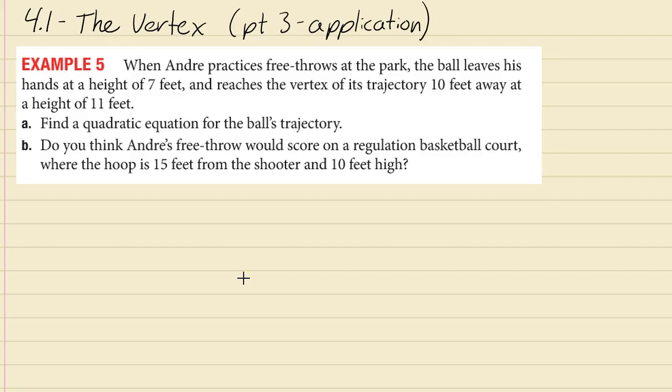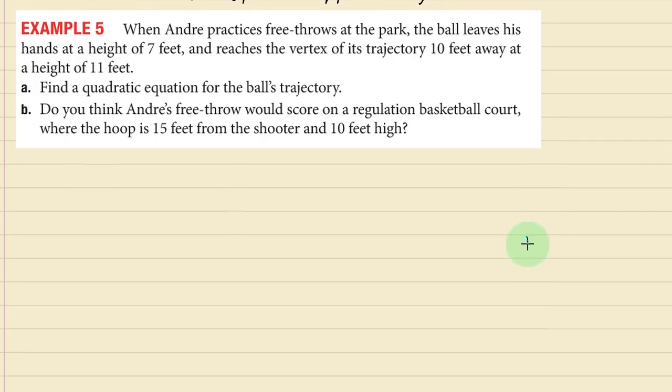All right, here's our last video. So we want to do an application of how you can use vertex form to write an equation to describe a situation like this. Andre practices free throws at the park, and the ball leaves his hands at a height of 7 feet and reaches the vertex of its trajectory, the highest point, 10 feet away and at a height of 11 feet. So let's find an equation for the ball's trajectory.